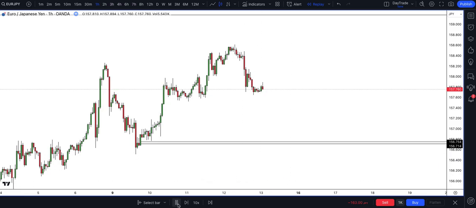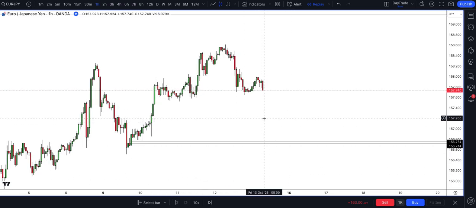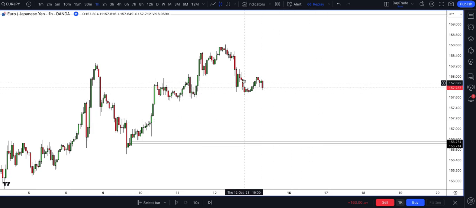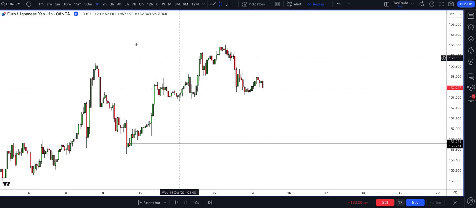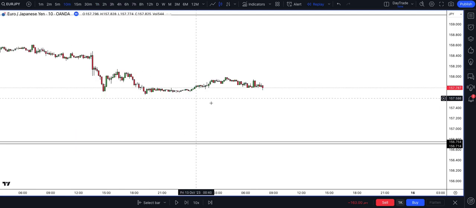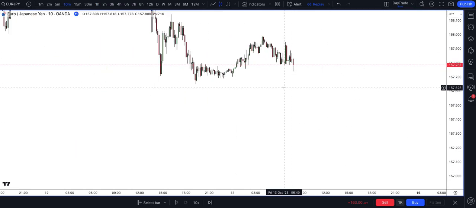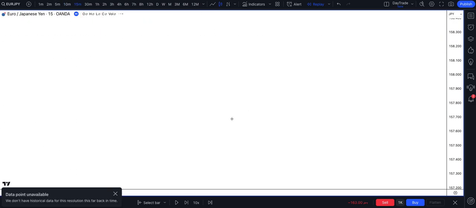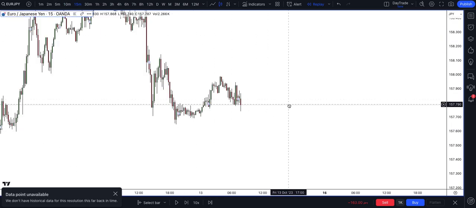Keep going. Okay. Got a drop, a base, and a rally. I just know that this is not valid though, because it's retested here already. When can I use the 5-minute? Not now. Okay.